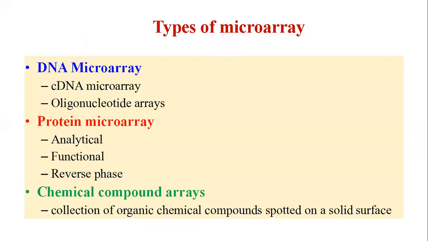So what are the types of DNA microarray or simple microarray? It may be DNA microarray, which I'm going to discuss elaborately: cDNA microarray and oligonucleotide arrays. Next one is protein microarray. It can be of three types: analytical, functional, and reverse phase. Then chemical compound arrays: a collection of organic chemical compounds spotted on the solid surface using this technique.